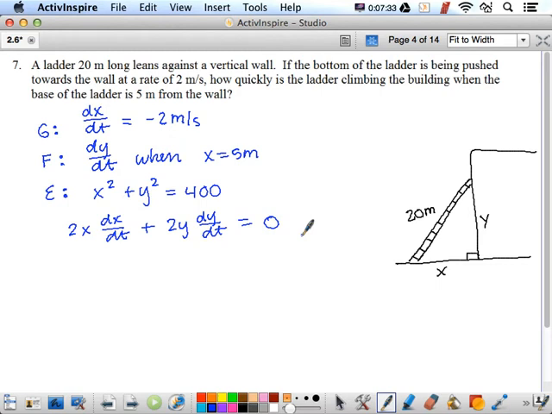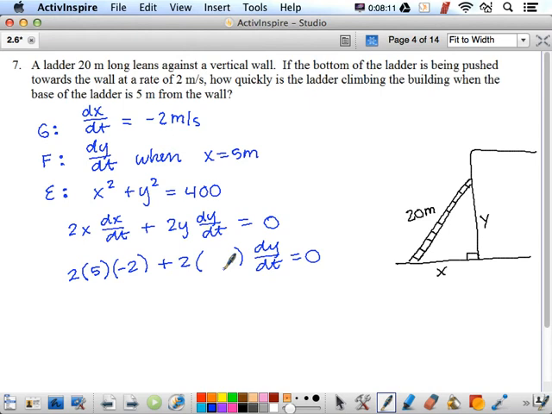Now let's plug in what we know and see what's still missing. I know that x is 5. Do I know dx dt? It's negative 2. Do I know y? Not yet. So I don't know anything there yet. But I'm looking for dy dt, so it's okay for it to be missing. So here's where I am. I thought I had everything I needed, but I don't. In order to find dy dt, I need to know what y is at this moment in time as well.